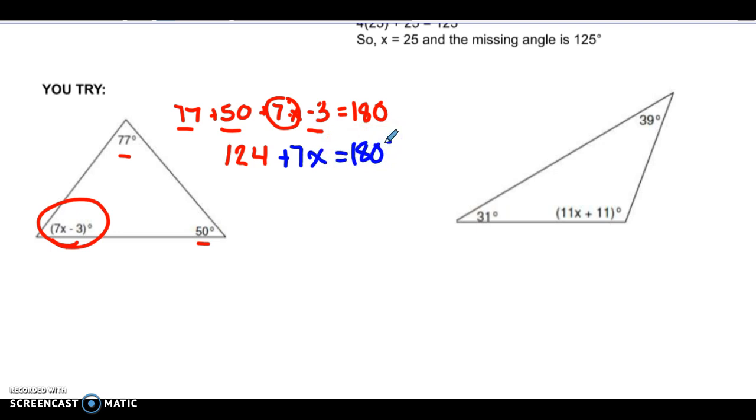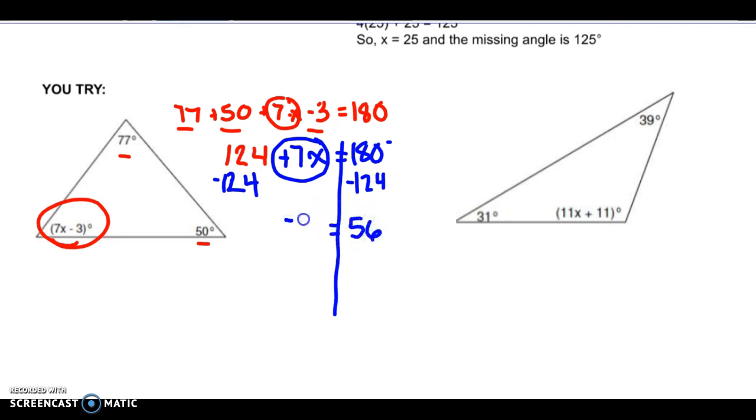And now at this point we are going to just solve our two-step equation by circling the variable and the number with it. Drawing my line down just for our organization piece, because I have 124 here, I know I need to subtract 124 from each side. So 180 minus 124 gets me 56 over here, needs to equal 7x. And so in order to get that x alone, I know I need to divide by 7 on both sides, which gets me that x equals 8. So that's very helpful in solving this piece.